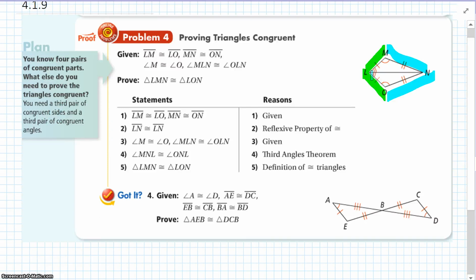Okay, what do we know about the length of segment LN? It's congruent to itself, right? So statement 1, we list the congruent sides. Then by the reflexive property, LN is congruent to LN. So we've proven all 3 sides are congruent. We've proven 2 angles are congruent because that was given, so we can prove the third angle is congruent as well. So we can say the measure of angle MNL is congruent to the measure of angle ONL by the third angle theorem. So we've proved 3 sides congruent, we've proved 3 angles congruent.